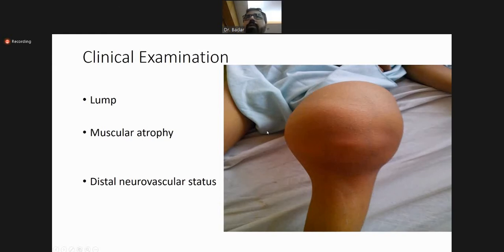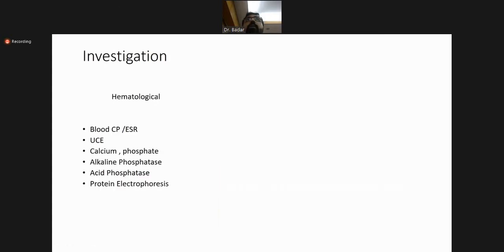And around the swelling, you will look for muscular wasting, calf wasting, quadriceps wasting, any muscle around the tumor. So most of the tumors present clinically with a lump and all these findings. So how will you investigate?